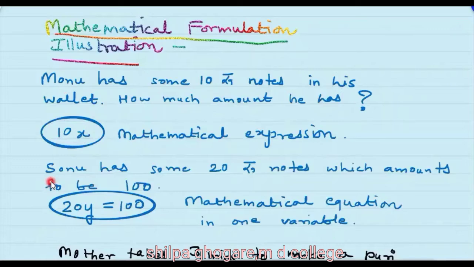Take another example. Sonu has some 20 rupees notes, which amounts to 100. So suppose 20 rupees Y notes are there. The amount is 20Y and it is given that it is 100. So the equation, now this is an equation. Earlier one was an expression. The mathematical equation is 20Y is equal to 100. It is an equation in one variable.